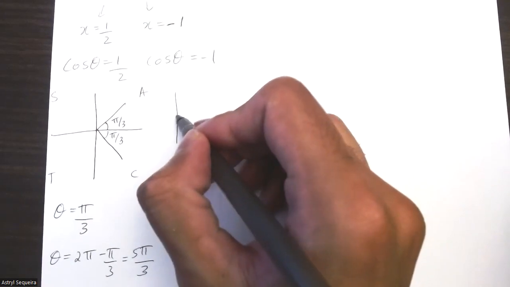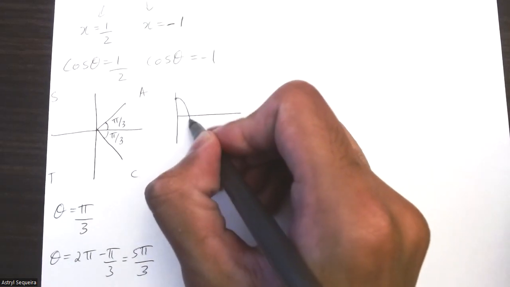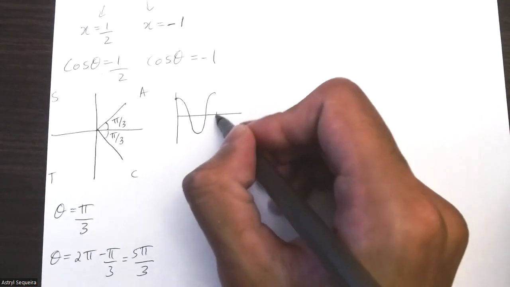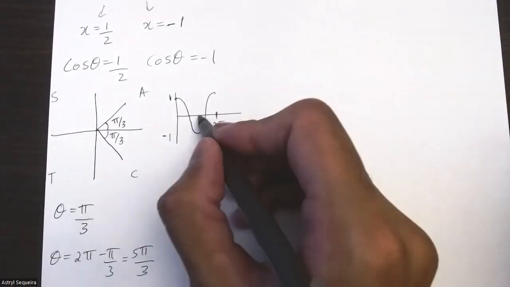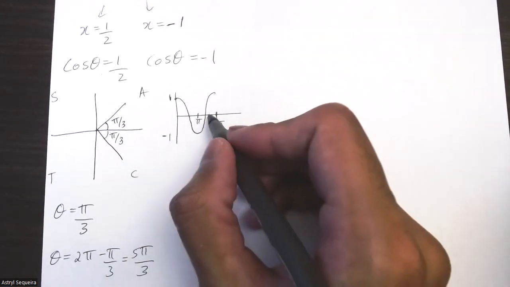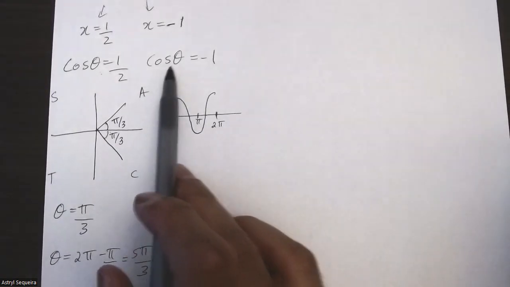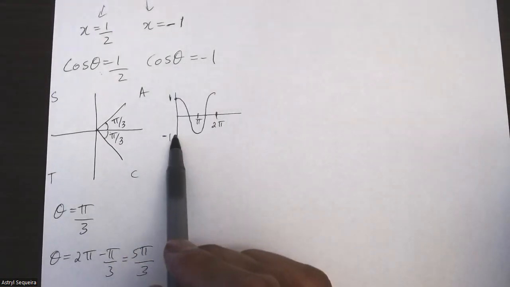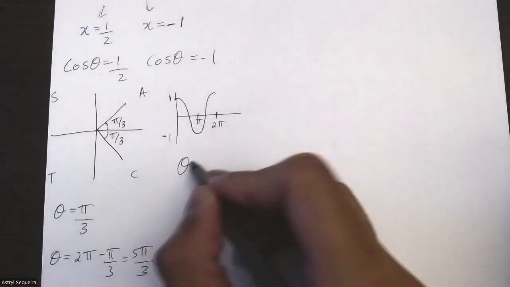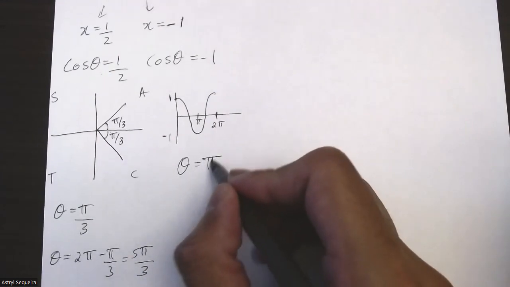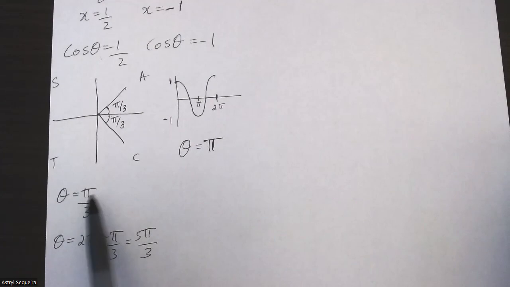For this one over here, I can't use CAST rule because it's -1, it's an exception. So for -1, you just want to use a cosine graph. This is what a cosine graph looks like between 0 and 2 pi, 1 and -1 over there. That's pi, and that's pi over 2 and 3 pi over 2. So where's cos theta equal to -1? You look over here, it's equal to -1 at an x value of pi. So this solution is just theta equals pi. 3 total solutions in this question: pi over 3, 5 pi over 3, and pi.